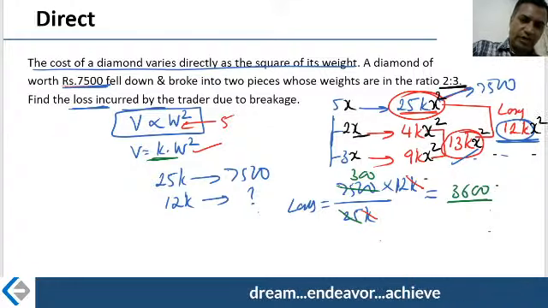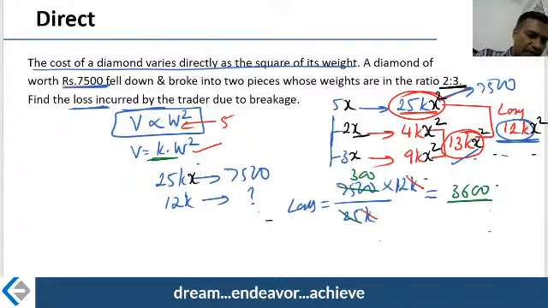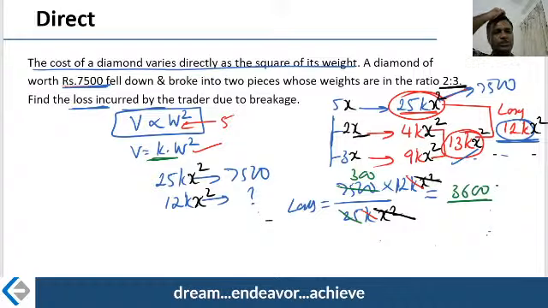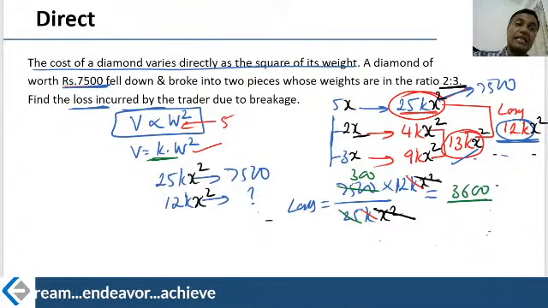This will become 25k x square. When you come here, you are writing it as 25k x square. Here also you are writing x square. Here also you are writing x square. What happened to that x square? Ultimately it got cancelled. That is what you realized in the beginning. That is seeing the end from the beginning.